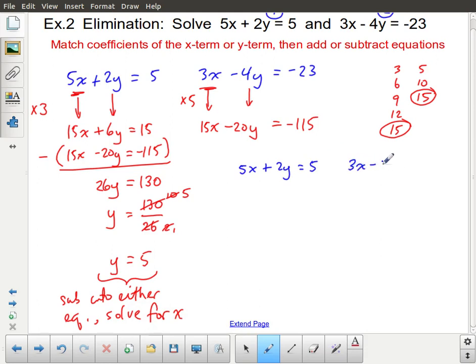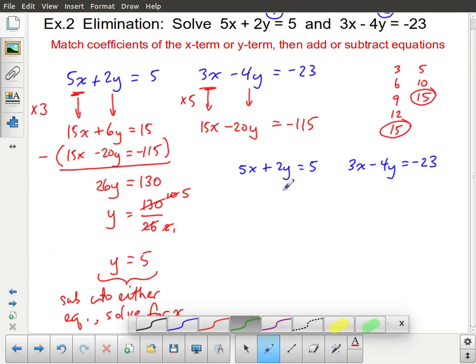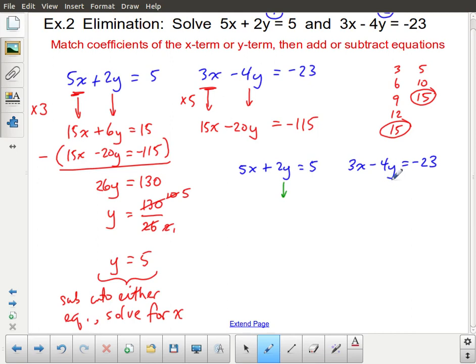3x minus 4y equals negative 23. And so now let's consider, what would I do to get these y's to match up? What can I do to turn 2 and 4 into the same number? Now this one's actually quite a bit easier. I was kind of doing this, I just wanted to start with the x's and now I'm going on to the y's. But if I was doing this as a test question, I would strongly recommend you actually look for the simplest way to do this.